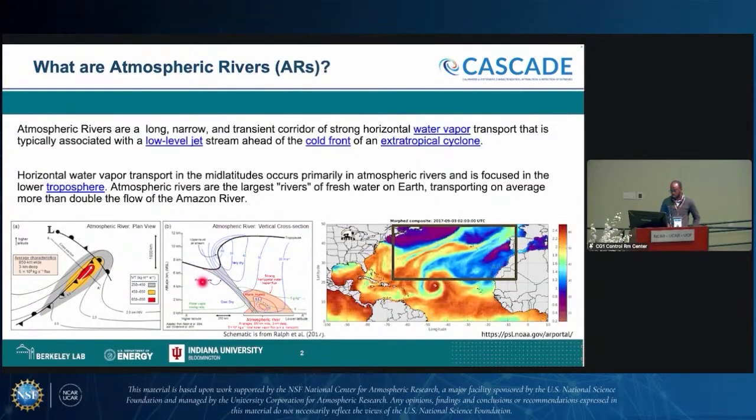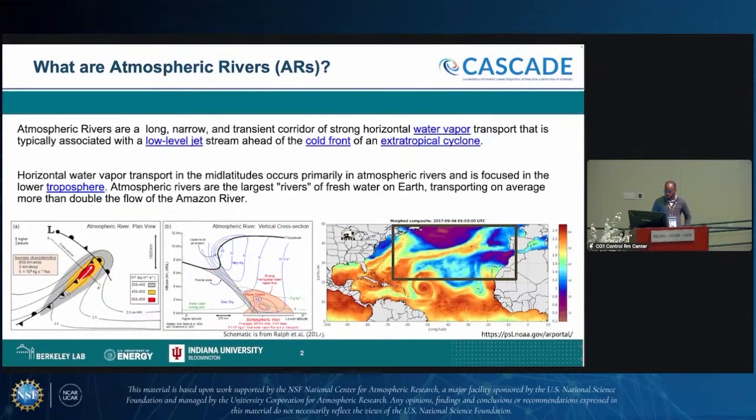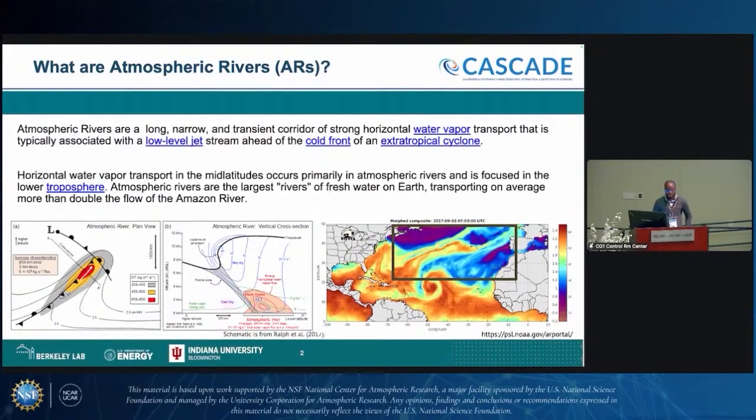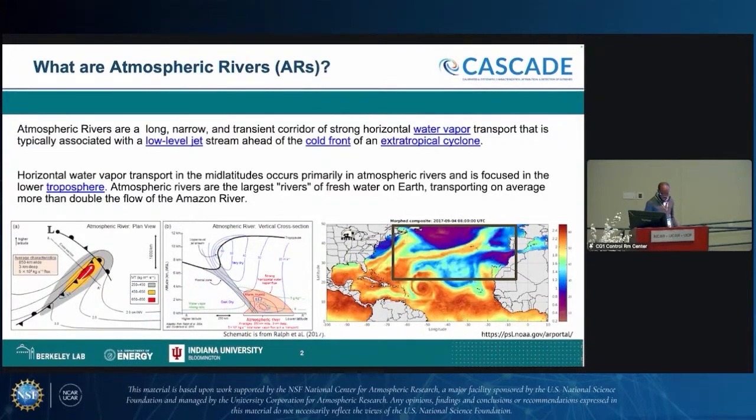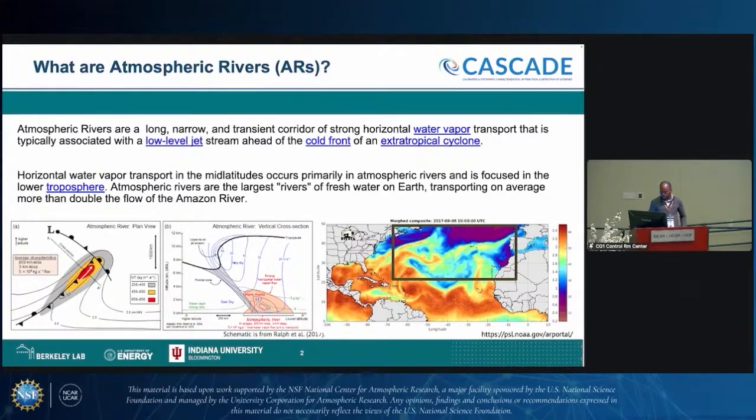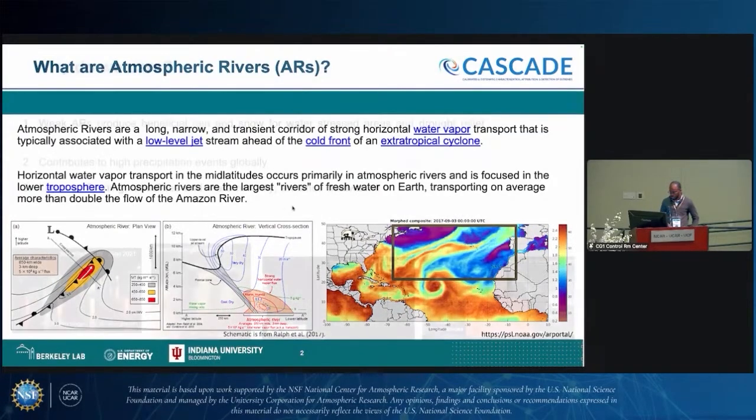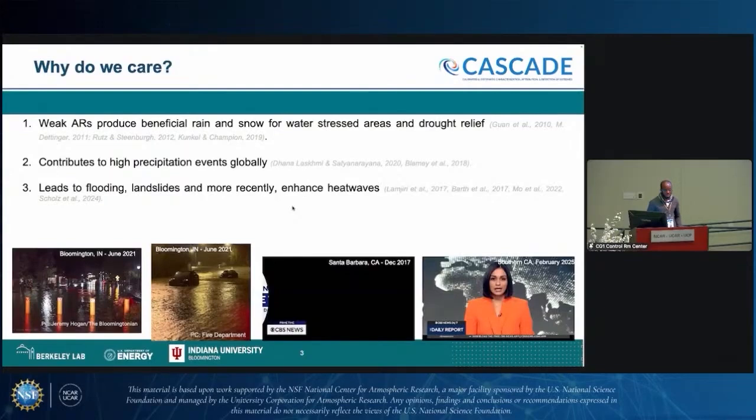These have been identified mostly over the West Coast as baroclinic wave propagating rivers in the atmosphere. They bring a ton of water vapor, and they can cause a lot of precipitation and lead to a lot of dire consequences. So why do we care about these atmospheric rivers? Because one, they bring a good amount of precipitation to water-stressed regions and also help in drought relief. However, they can contribute to extreme precipitation globally. The literature has shown that atmospheric rivers can cause a lot of flooding events.